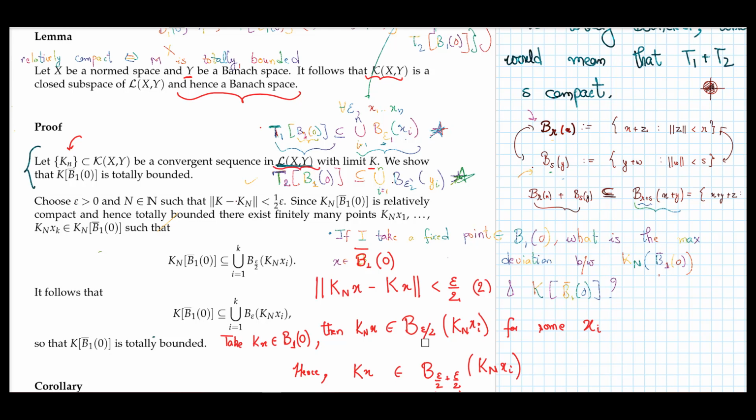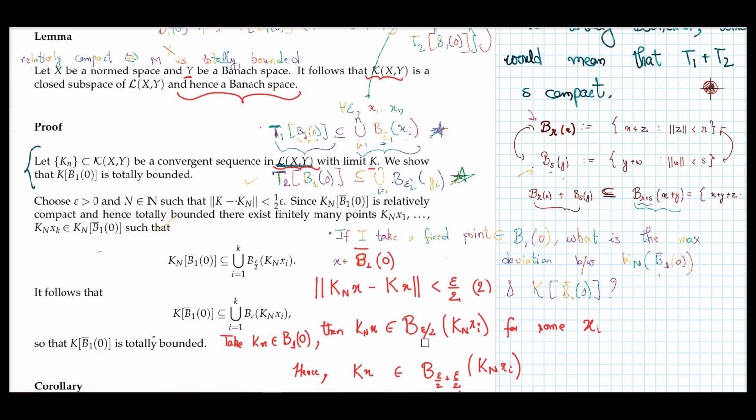So what I'm saying is that this sequence is in K(X,Y), but the limit is in L(X,Y), and if I can prove that this limit lies in K(X,Y), then I can prove that given any convergent sequence, the limit lies in the set itself. So I can thus say that this set is closed. That's how I usually prove that a set is closed.